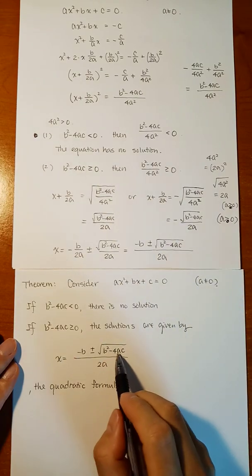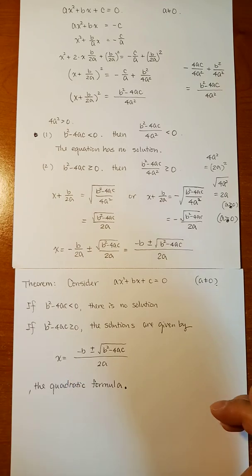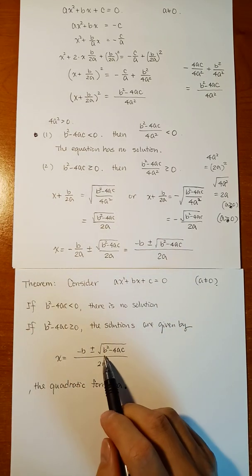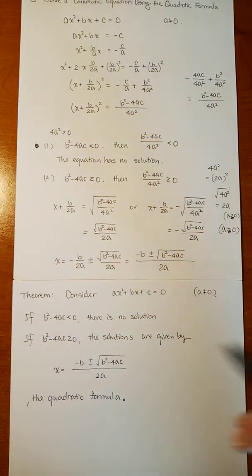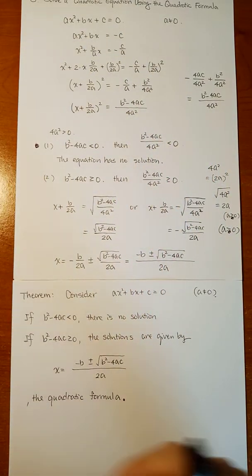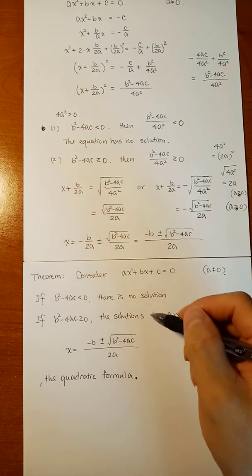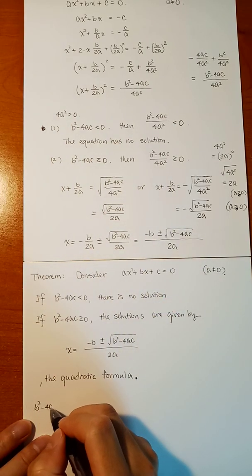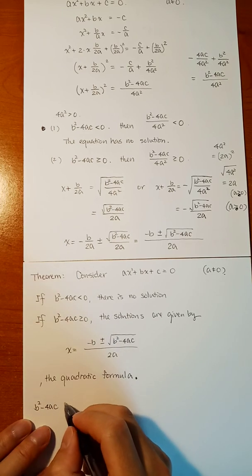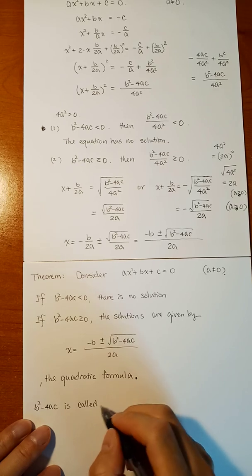Okay? If b squared minus 4ac is equal to 0, plus or minus 0 is nothing, so you will have one solution, one repeated solution. If b squared minus 4ac is greater than 0, like that 22 example, then you will have two different solutions. One is a plus square root, one is minus square root. Okay? And because this quantity controls the number of solutions, this b squared minus 4ac is called the discriminant.